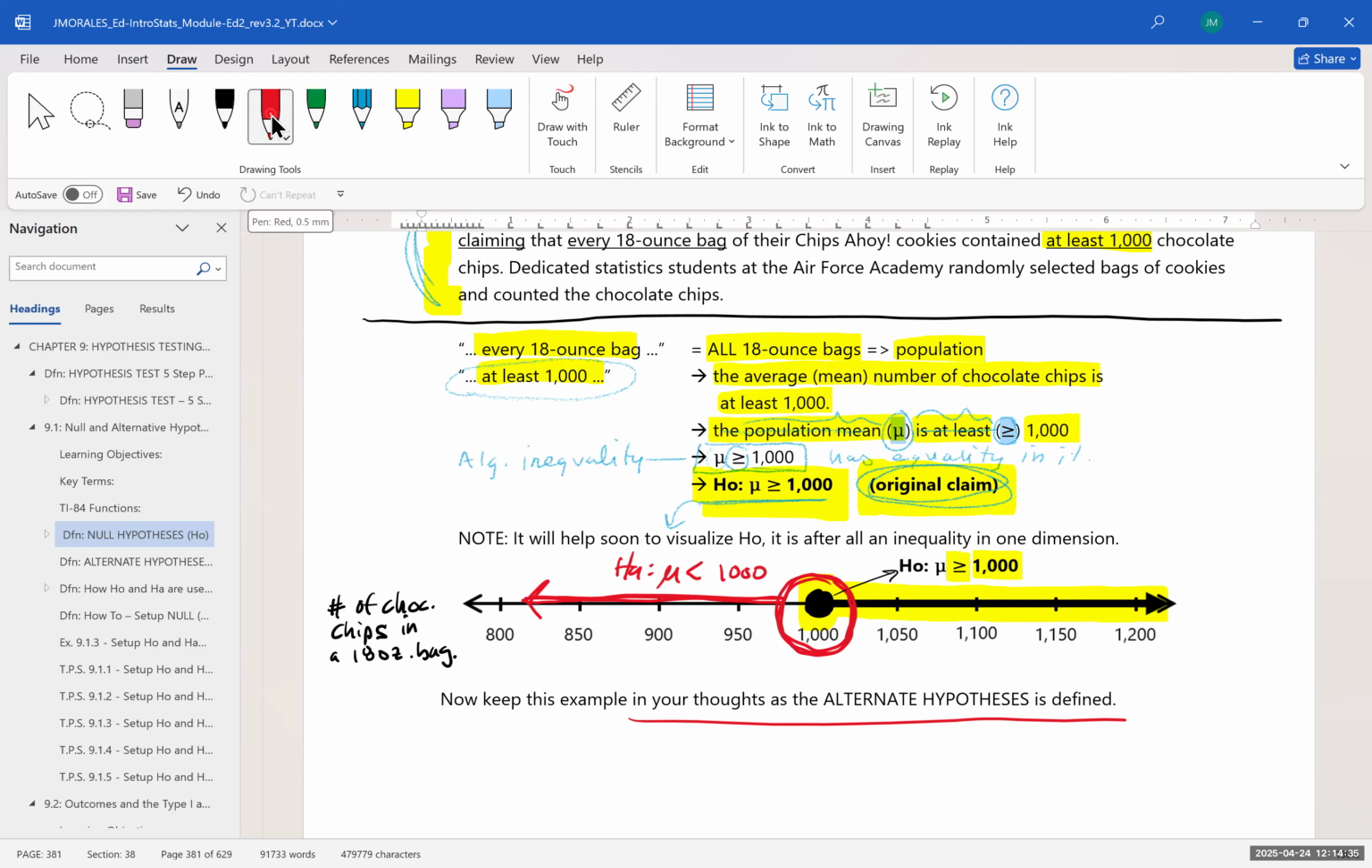All right, let's stop there because next we'll talk about the alternate hypothesis, and we'll go into that in some more detail. Let me know if you have any questions.